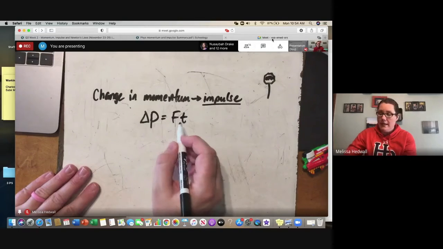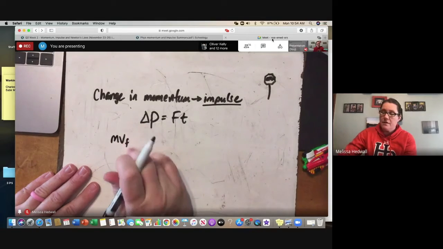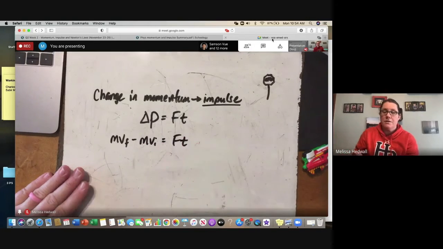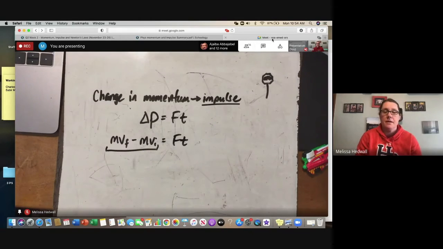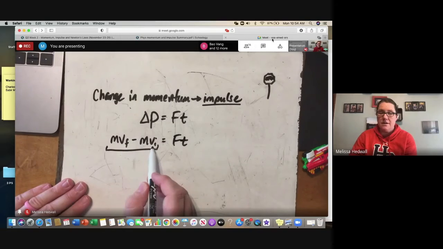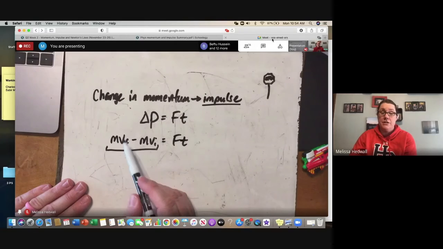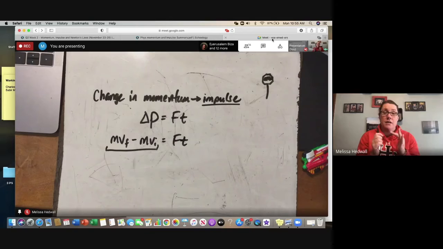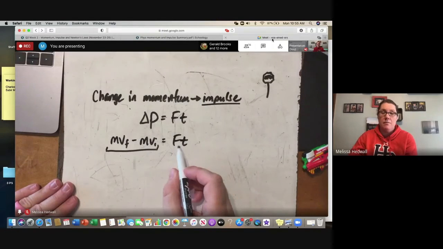Another way that we'll write this is mVf minus mVi equals force times time. This gives us our change in momentum. We take our final velocity minus our initial velocity. Our change in momentum comes from us changing our velocity. So it might be because we're getting faster, it might be because we're getting slower, but either way, that's going to require a force for a given amount of time. Big force, small time. Big time, you can have a smaller force.